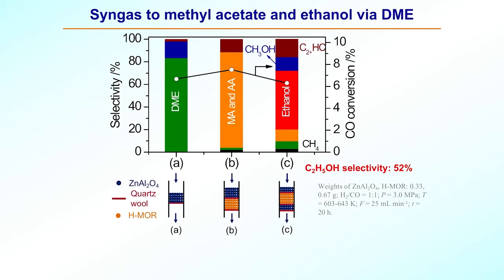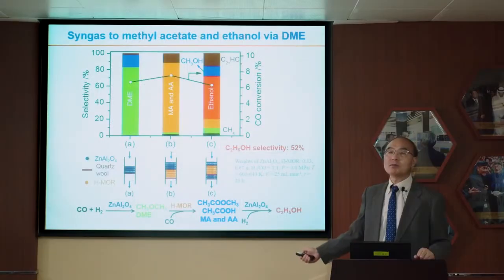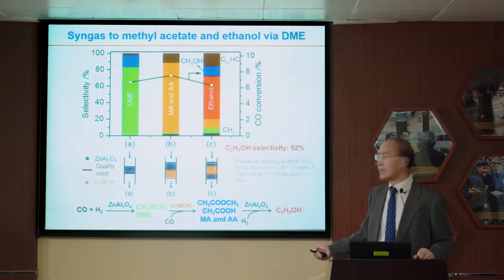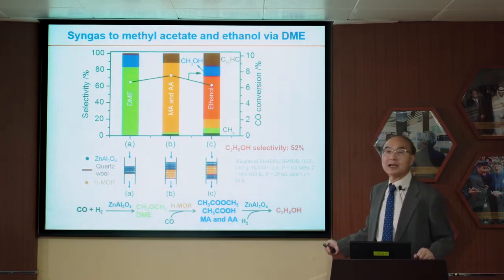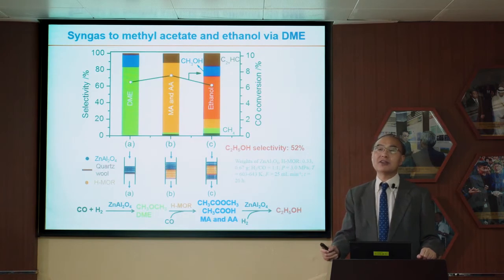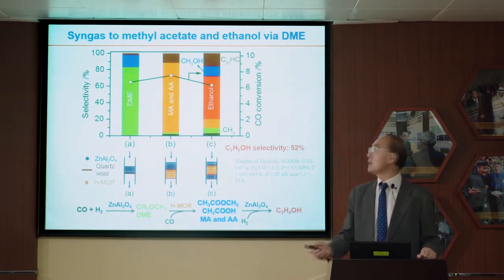These results clearly suggest the relay catalysis, that is, syngas to DME on metal oxide, the carbonylation of DME to methyl acetate on mordenite zeolite, and the hydrogenation of methyl acetate on zinc aluminate, leading to the formation of ethanol. So methanol was also formed with some hydrocarbons.